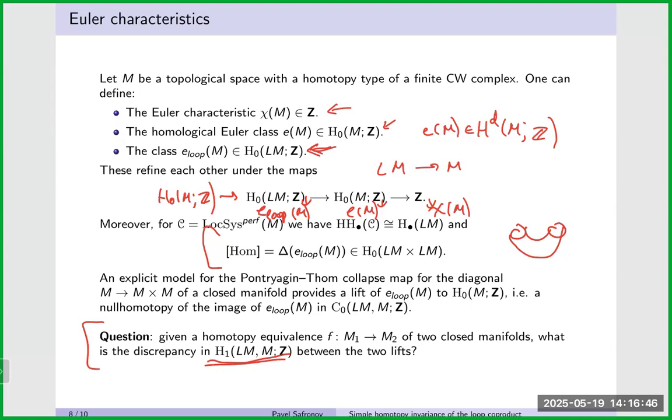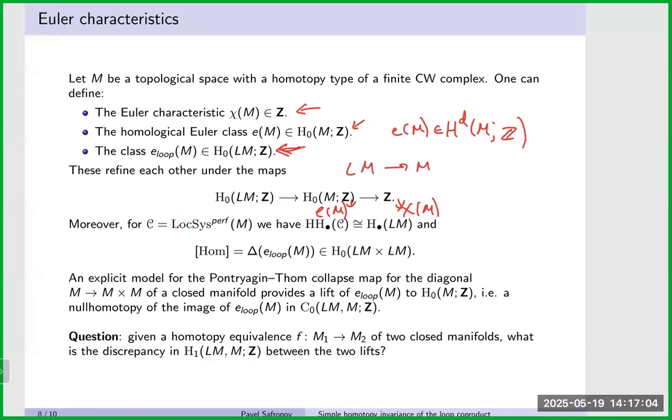Okay. Any questions before I get into simple homotopy theory? Okay.